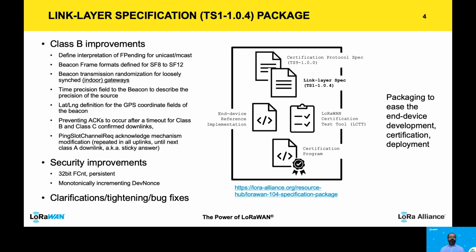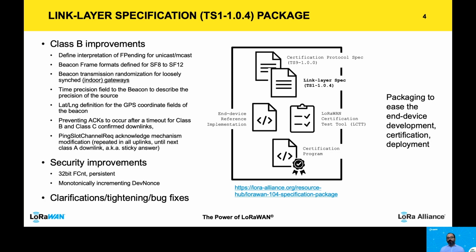And security improvements such as mandating 32-bit frame counters and ensuring they persist across reboots even for ABP devices, and mandating the device nonce is a monotonically incrementing value, which makes it much more manageable for the network side. And numerous clarifications and tightening and bug fixes went into the spec as well.